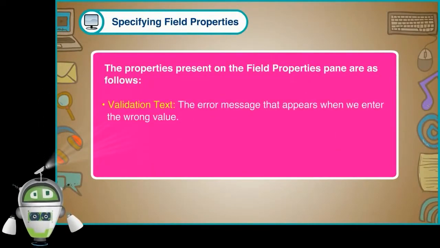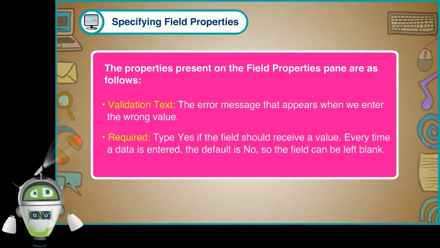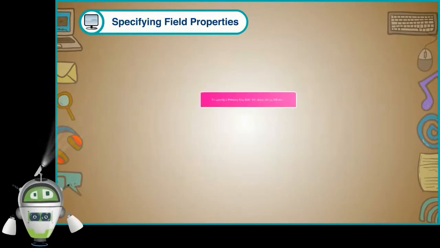Validation text. The error message that appears when we enter the wrong value. Required: type yes if the field should receive a value. Every time data is entered, the default is no, so the field can be left blank.